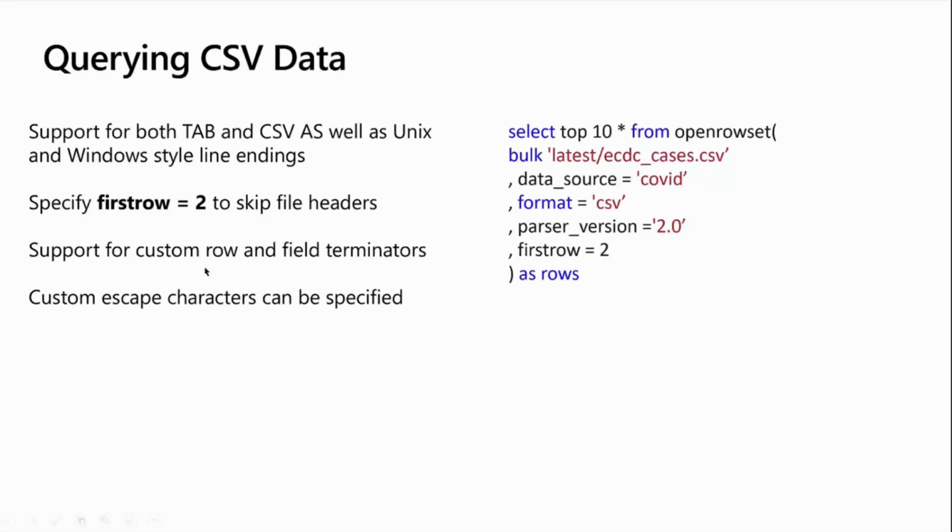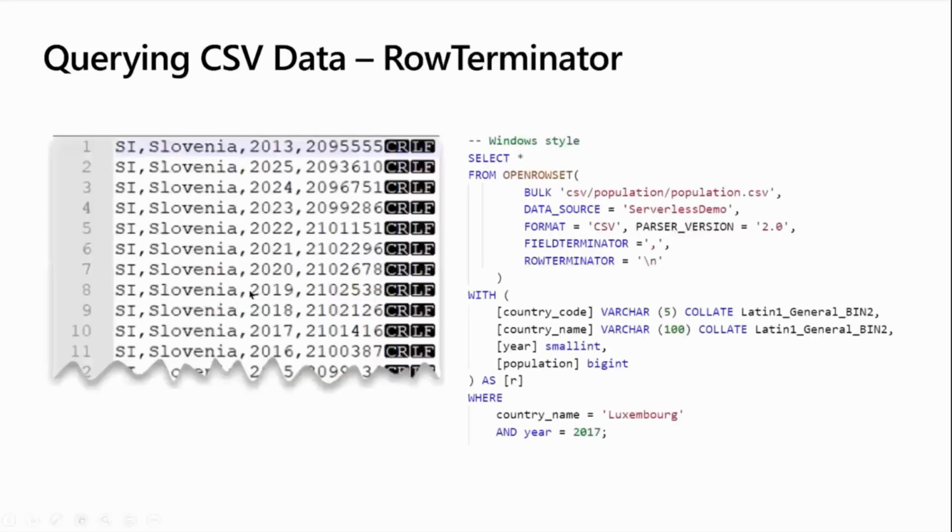Okay. There's support for custom row and field terminators, so there's a little bit of flexibility there, as well as escape characters, so we'll look at that. What's interesting is if you have a Windows file, you typically see a CRLF as your row terminator. So that can be specified in here by doing the row terminator as a \n and the field terminator as a comma, right?